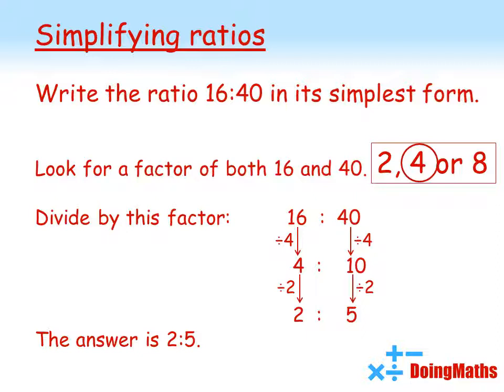But if you choose the highest common factor, which was 8 in this example, you'll get there in one go. If you choose a lower factor, it will just take more steps, but you will still get the same answer in the end.